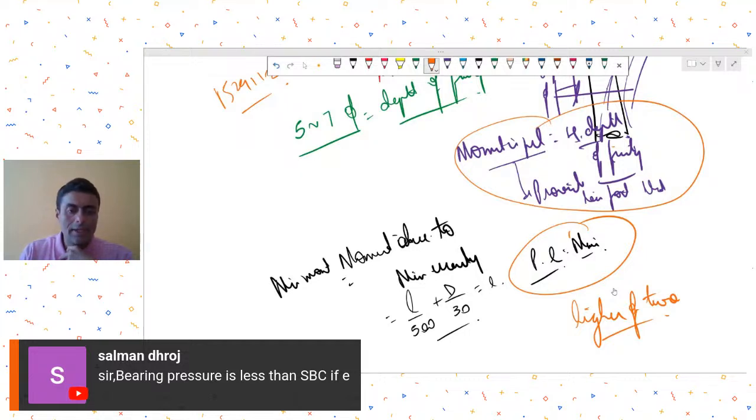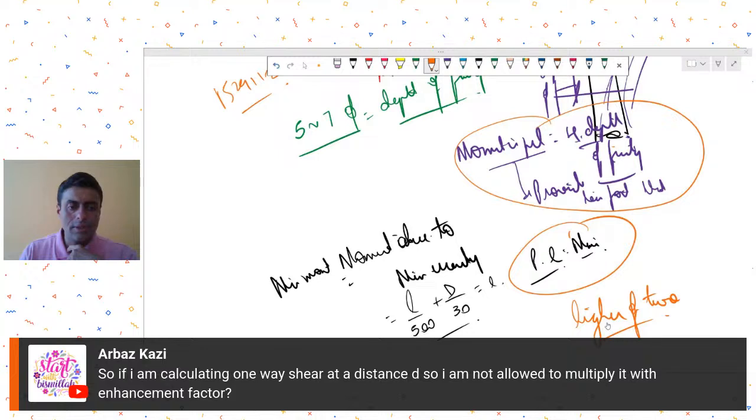Mr. Salman Roj is adding to his earlier question on eccentric footing. Bearing pressure is less than SBC if E, and then he stops. I'm not sure what he's saying.